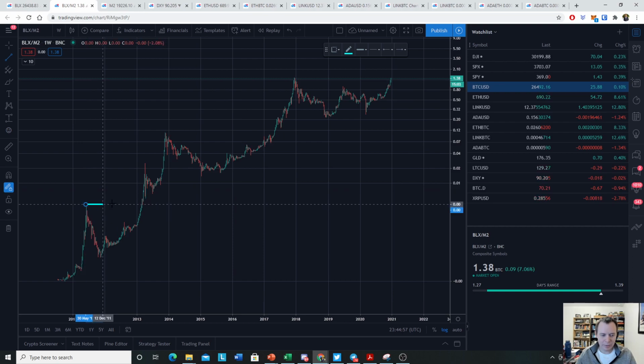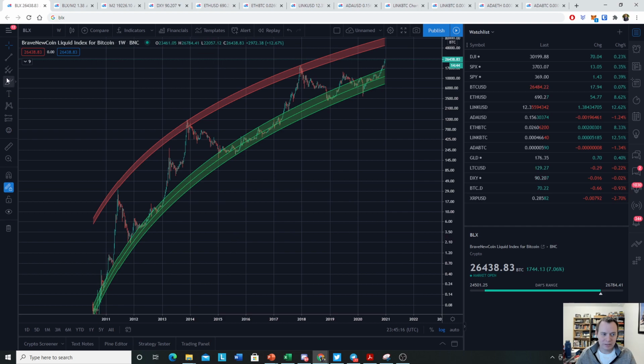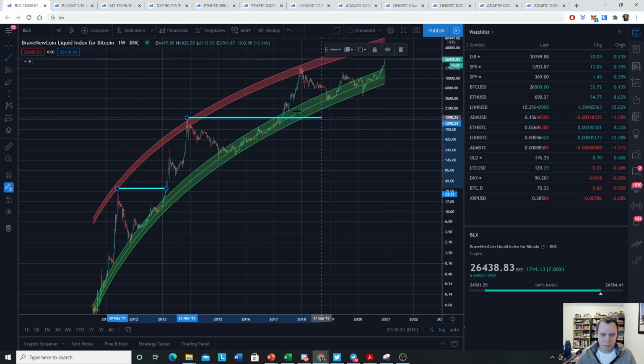If you go up here, first cycle, peak in May of 2011, we broke it in February, March of 2013 before continuing on up. The next cycle had the peak, and we broke it here in May of 2017. How does that compare? If you just look at the BLX, we also broke it around February of 2013, and then the next time, we also broke it around the same time period.